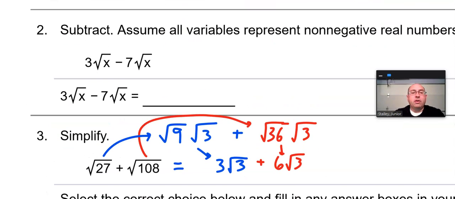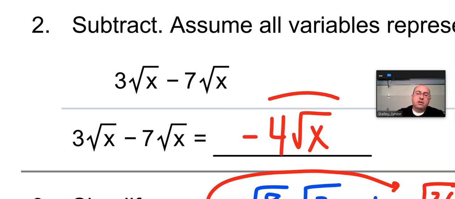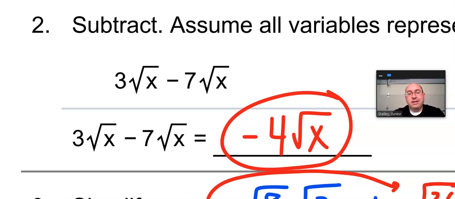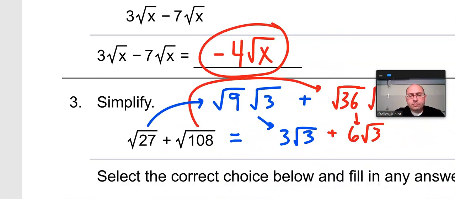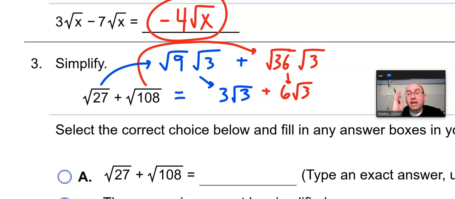All right, moving on. So now we're dealing with subtraction. Same thing. 3 radical x minus 7 radical x is negative 4 radical x. Don't make it more complicated than it is because that's really all you can do. There's no perfect squares trapped inside the radical. What if there are perfect squares trapped inside the radical? I'm glad you asked.